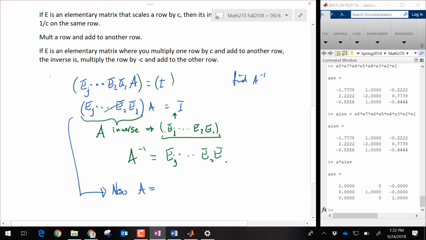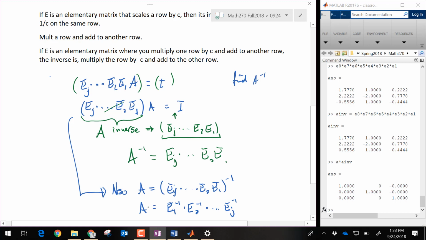Also, A is going to be equal to EJ times dot dot dot times E2 E1 to the negative one, the inverse. And you know that the inverse of a product is the product of the inverses written in reverse order, right? E1 inverse times E2 inverse times dot dot dot times EJ inverse. And you can actually find A to equal that.